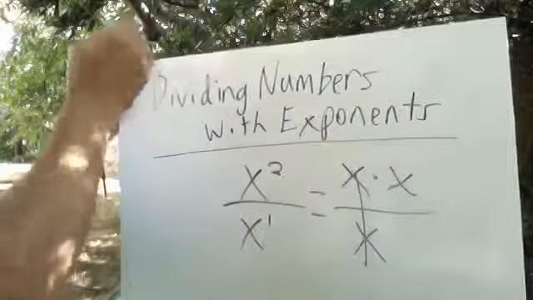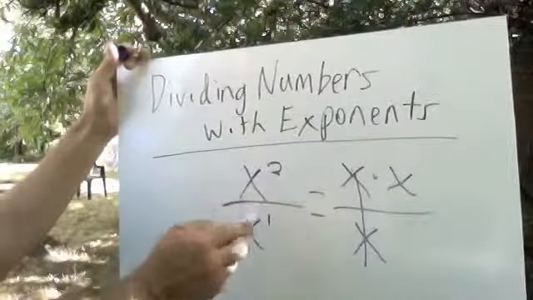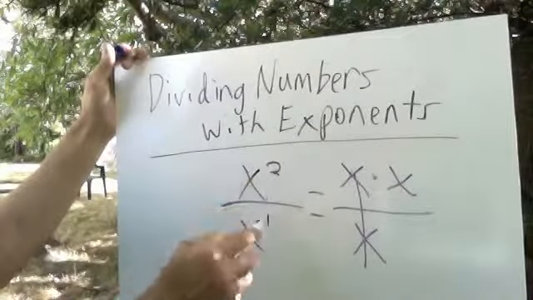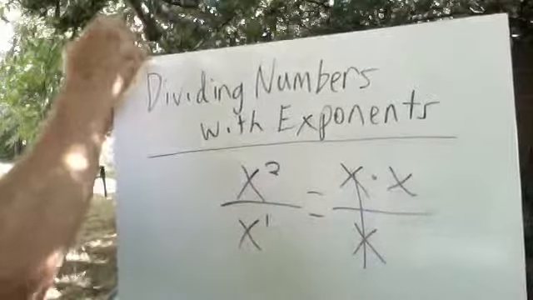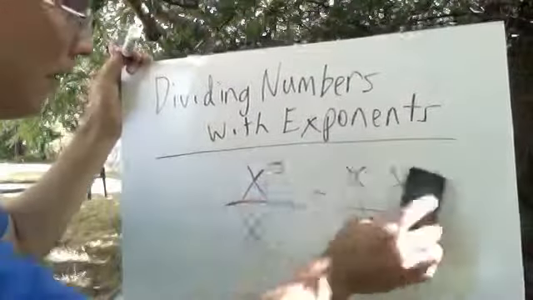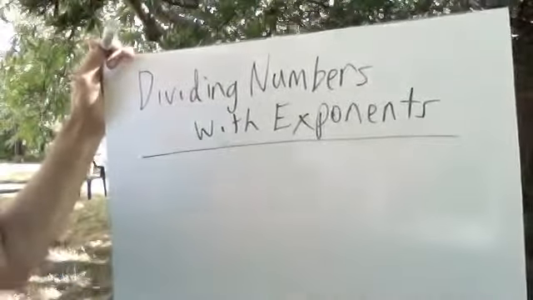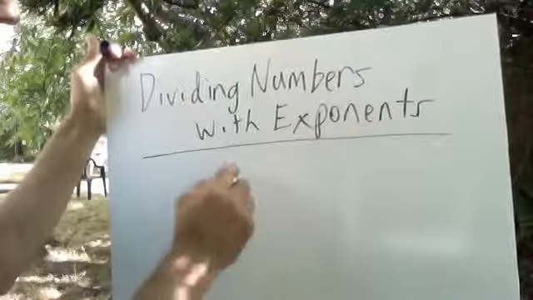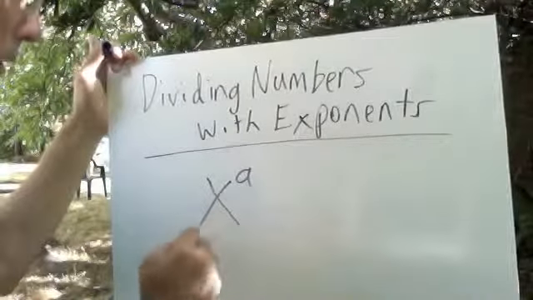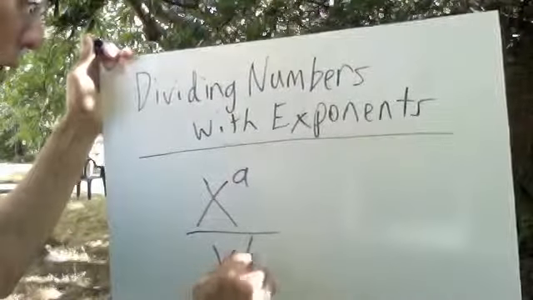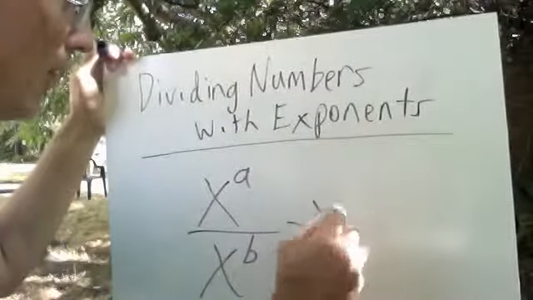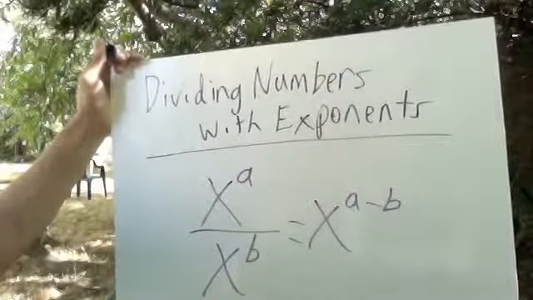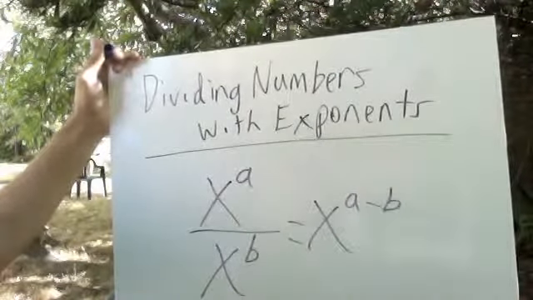So do you see that x squared over x to the first, what you end up doing is you take the exponents and you subtract them. The rule is x to the a over x to the b equals x to the a minus b. Stop and think about that if it doesn't make sense.